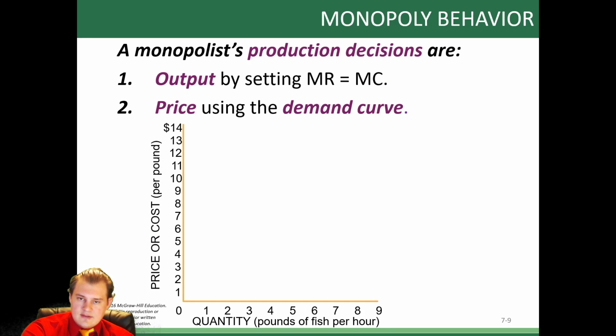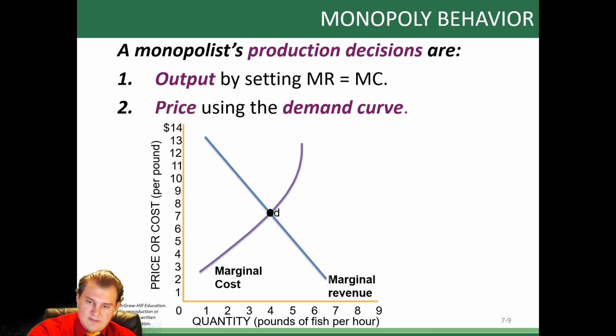Let's take a look at this. Rule number 1: output setting by MR equals MC. This is always going to get you the maximum, because you keep doing it until it is no longer profitable to you. Then pricing using the demand curve. You find your marginal cost curve, and your marginal revenue curve, and wherever those connect, that's where a monopolist wants to produce. So if I had a question, marginal cost is this line, marginal revenue is this line. Where do you produce? D.